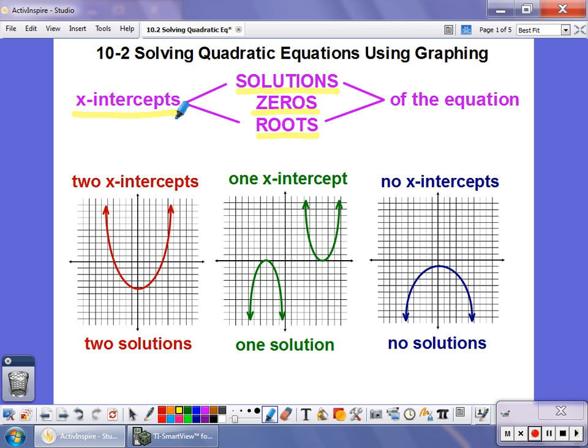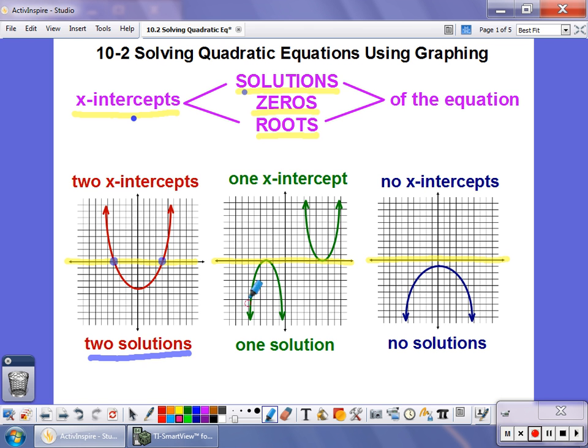Now, different quadratic equations are going to look different when you graph them. If you look at this parabola right here, I'm going to highlight the x-axis on each of these graphs. If you look at this first parabola, we can see that it crosses the x-axis in two places, which means it has two x-intercepts. Remember, intercepts are the same as solutions, so if I have two x-intercepts, that means I have two solutions.